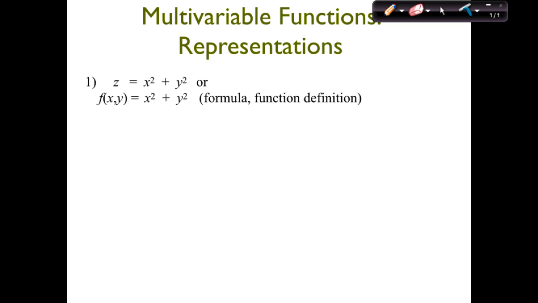We have to know this. Yeah, this was the circular paraboloid, right? Our basic one. So now, rather than saying z equals x squared plus y squared, we could say f of x, y equals x squared plus y squared, and make it into a function. So this is the first representation, a formula, i.e. a function definition.